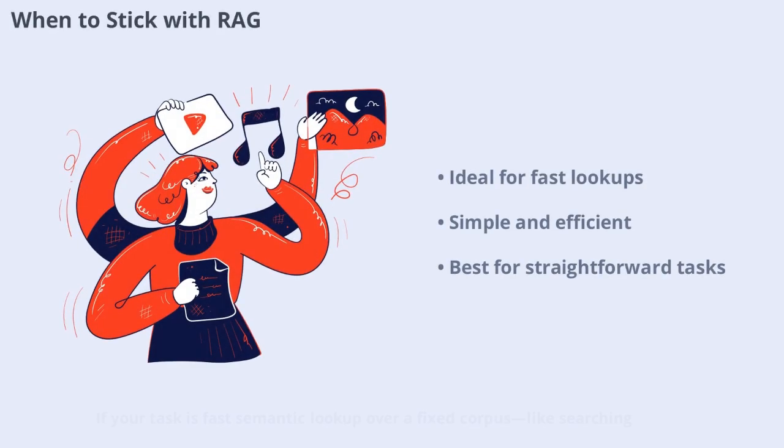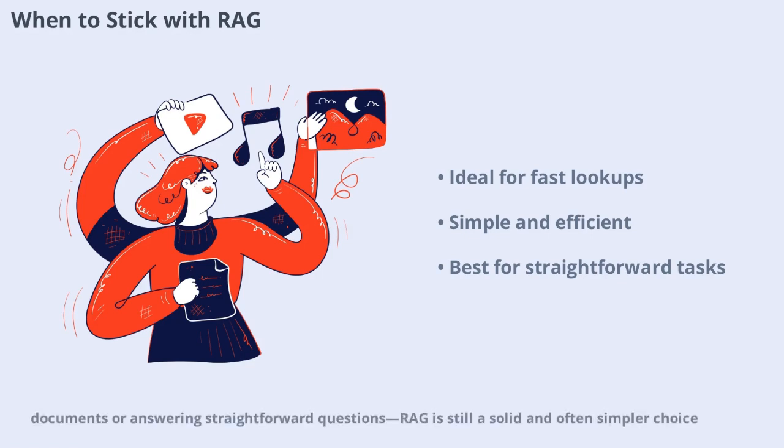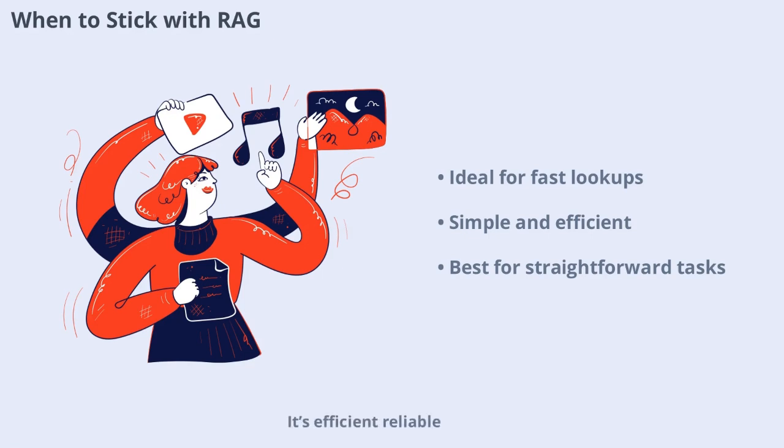If your task is fast semantic lookup over a fixed corpus, like searching documents or answering straightforward questions, RAG is still a solid and often simpler choice. It's efficient, reliable, and well-suited for applications where speed and simplicity matter more than deep reasoning or computation.